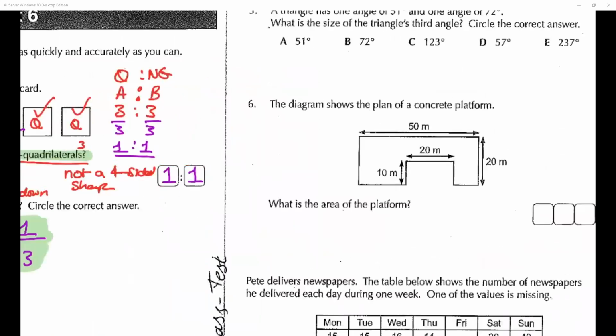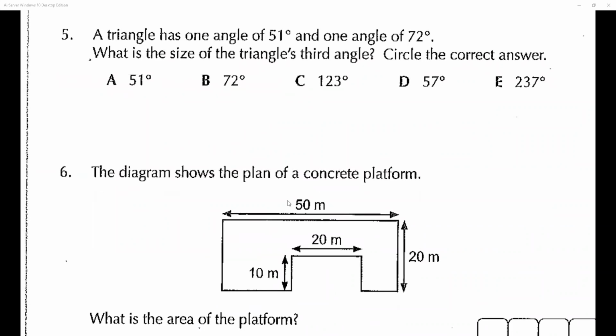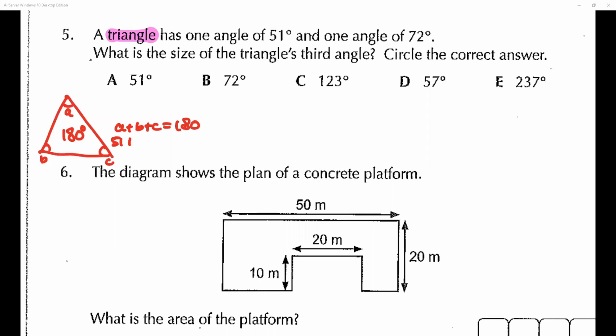Okay, let's have Mr. Musa, please. Mr. Musa, question number 5, please, young man. Let's go. Number five. A triangle has one angle of 51 degrees and one angle of 72 degrees. What is the size of the triangle's third angle? Circle the correct answer. So the key thing here is it's a triangle. What do the angles inside a triangle add up to, Musa? It adds up to 180 degrees. So we can say A add B add C is 180. One of them is 51, the other one is 72, but we don't know the third one.